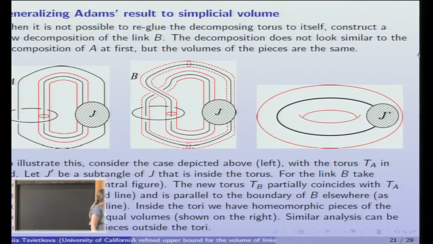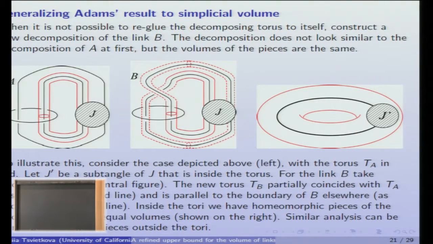But suppose you cannot. Suppose you have such a case, and you cut along this three punctured sphere. What happens with the torus? You added a half twist, so the torus cannot be glued back to itself, right? So you have to construct different JSJ decompositions of these two links, however, such that the volumes of the pieces will be the same. One way to do it, I'm still not sure if it's the simplest way. I think maybe it is.